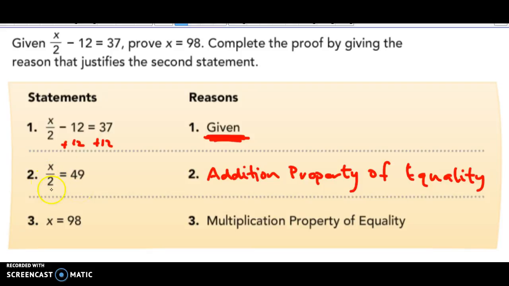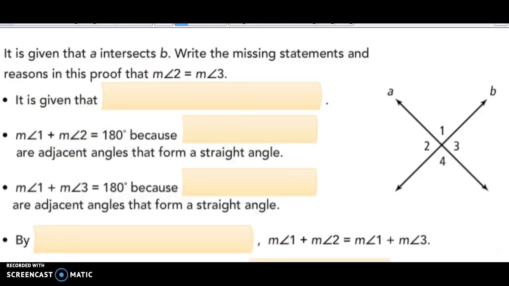So next, to get from the second statement to the third, I've gotten rid of this divided by 2, and my 49 became a 98. To do that, we multiplied both sides by 2. So the reason I can say this is because the multiplication property of equality tells me that I can do this. So now in those 3 steps, I have justified that x divided by 2 minus 12 equals 37 as the solution of x equals 98, and I've given my 3 reasons.